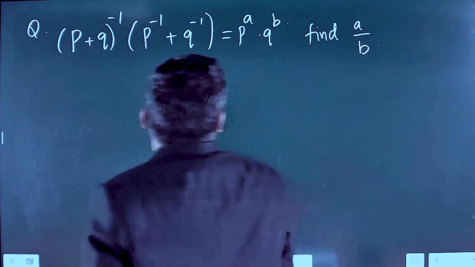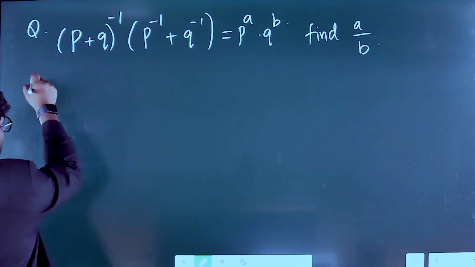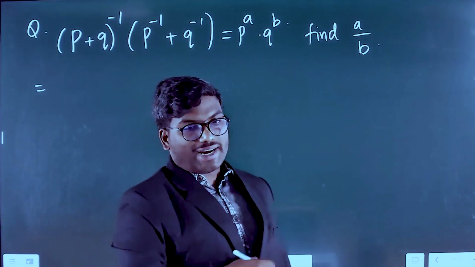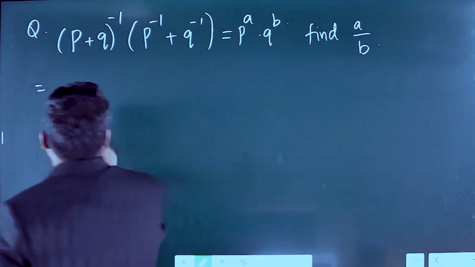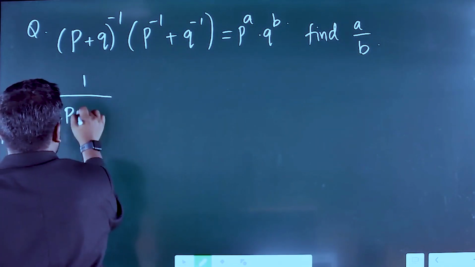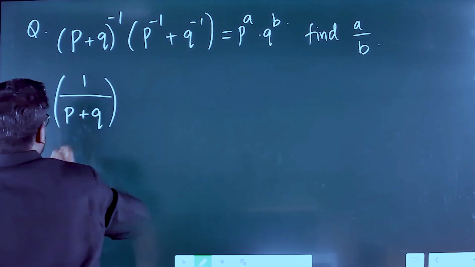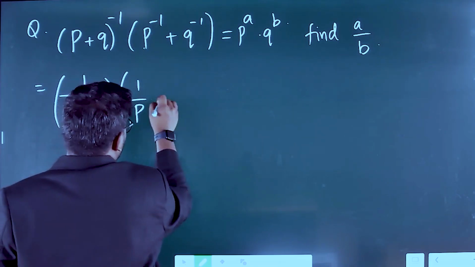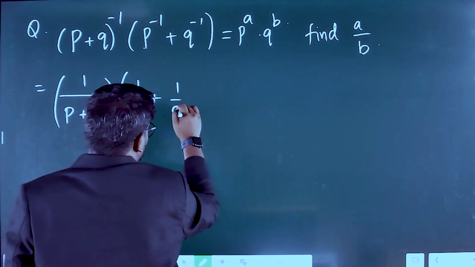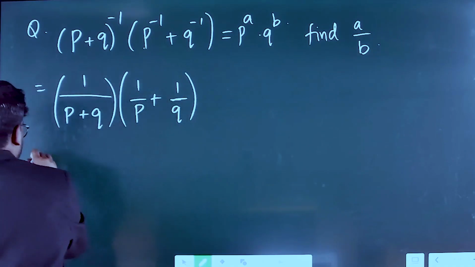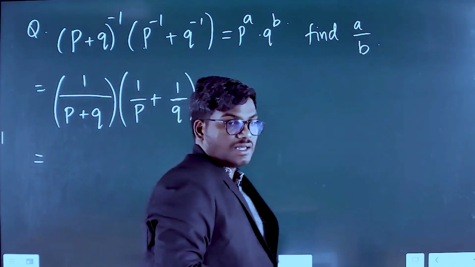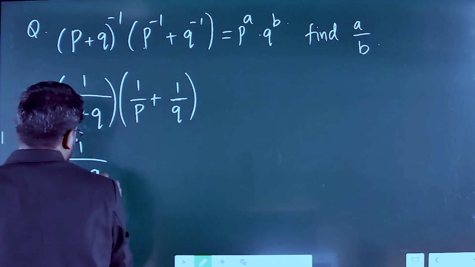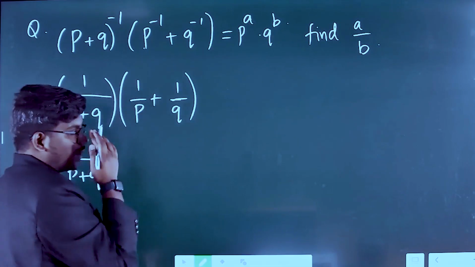Right, the answer is -1 by -1, which is 1. (P plus Q) whole power -1, we can write the entire thing as 1 by (P plus Q), right? This will be 1 by (P plus Q), and P power -1 can be written as 1 by P. Q power -1 can be written as 1 by Q. Now, the 1 by (P plus Q) will stay as it is, times 1 by P plus 1 by Q.